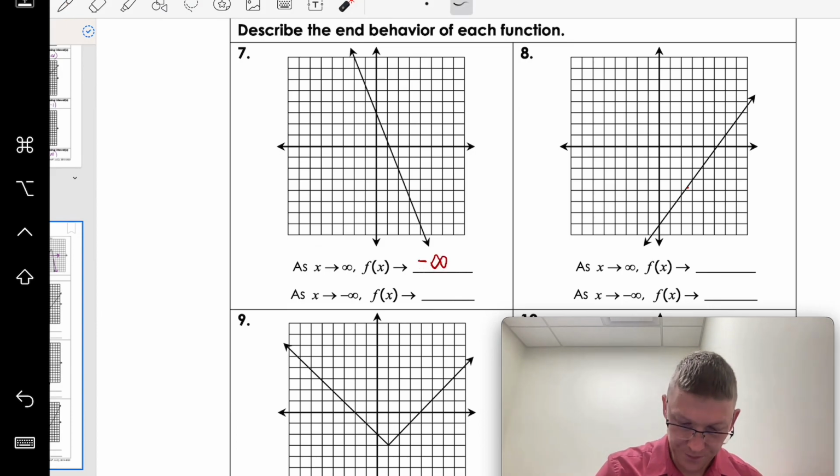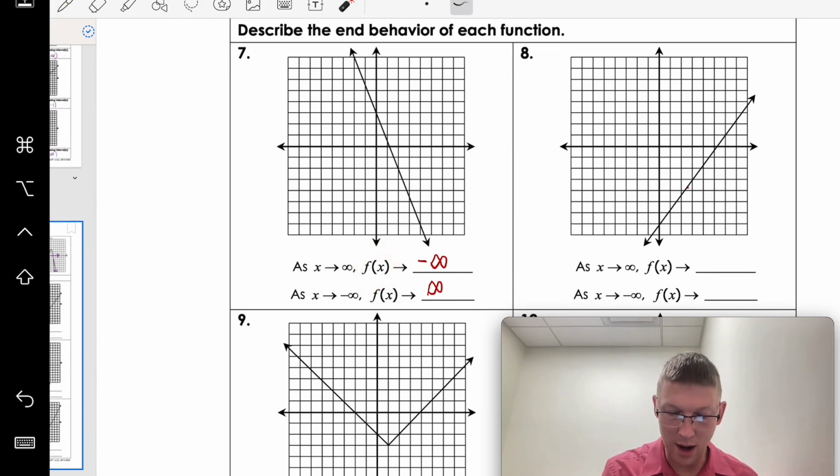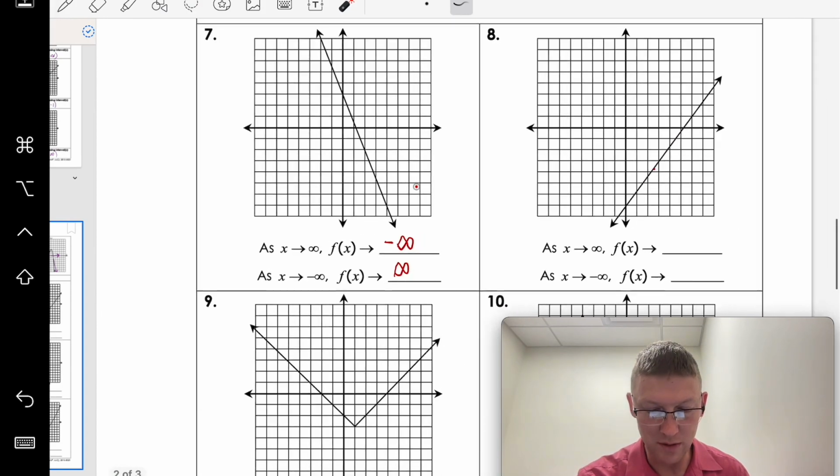So then right here, as x approaches negative infinity, so that means as we go this way, what happens to our graph? So as we do that, our graph goes up and up and up and up. So we're going to say that as x approaches negative infinity, f of x, or y, approaches positive infinity. Remember, f of x is just a fancy way of saying y. Same thing down here. So this section is all about reading and attention to detail and just describing what's happening.